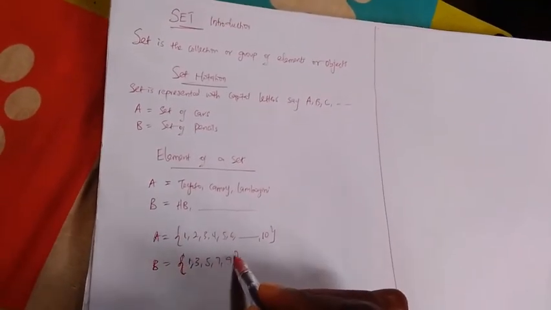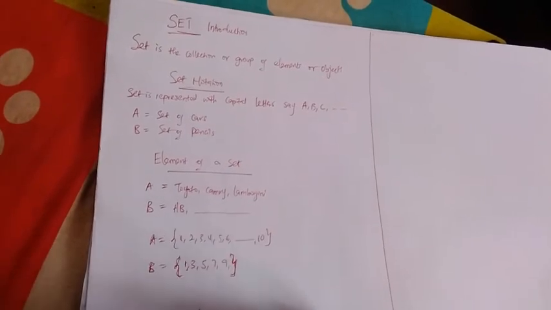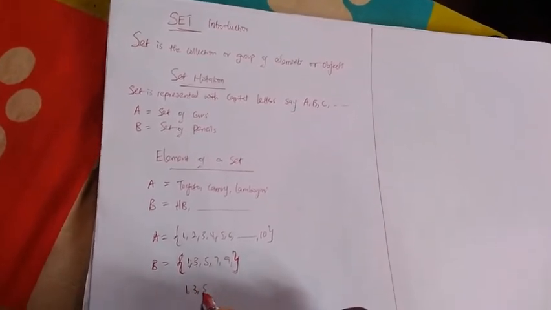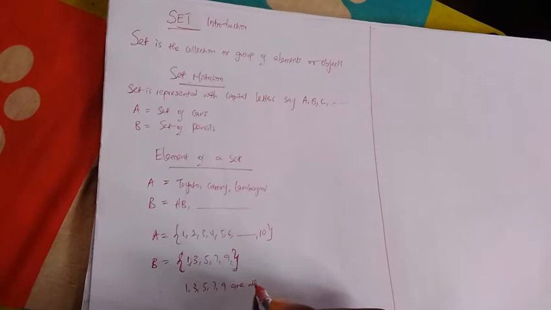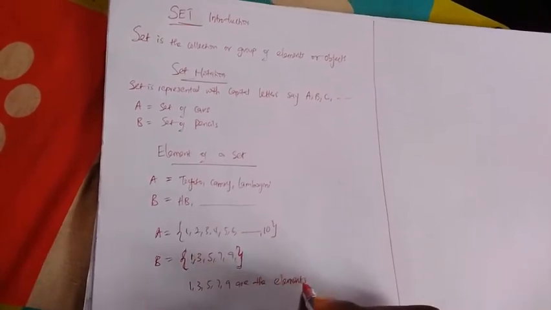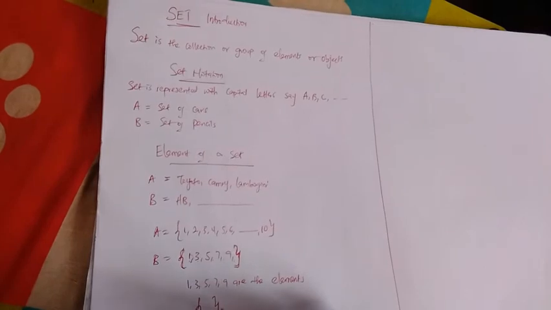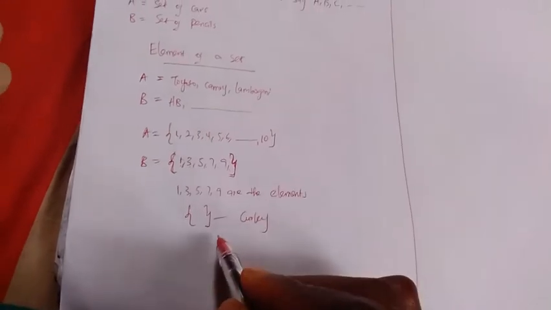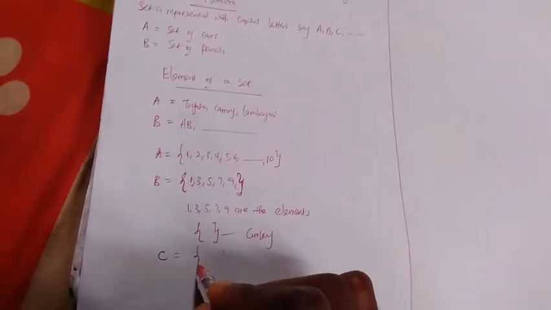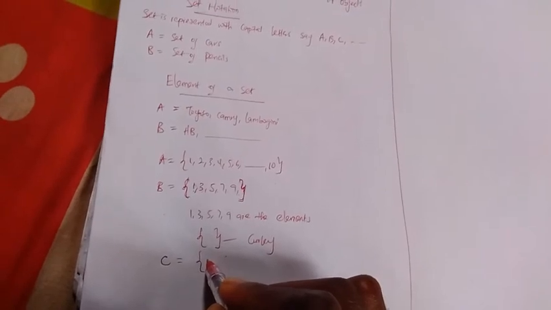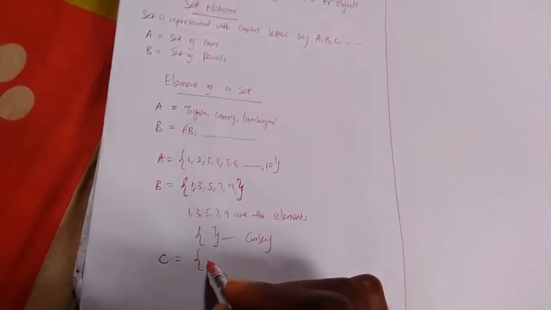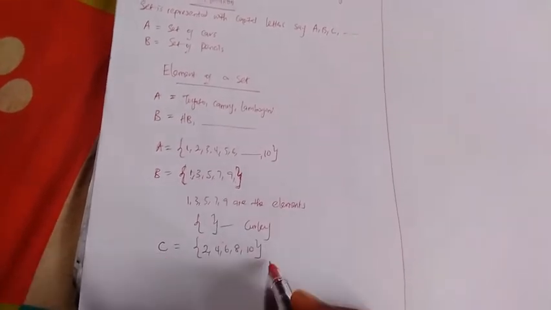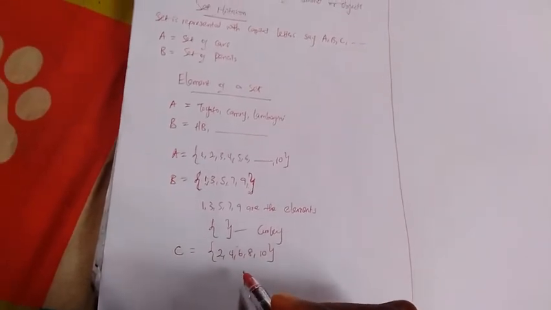Now, this curly bracket makes these elements a set. What do I mean? 1, 3, 5, 7, 9 are the elements. This curly bracket makes these elements a set in this case. So, and so on and so forth. Let's say my C were the set of even numbers up to 10 from 1. I'm going to have 2, 4, 6, 8, 10. This will be my set, where the elements here are 2, 4, 6, 8, 10.